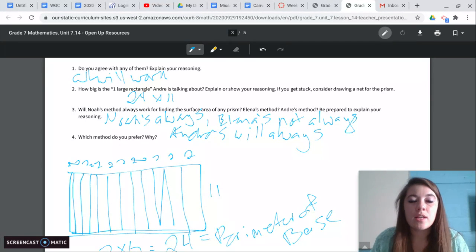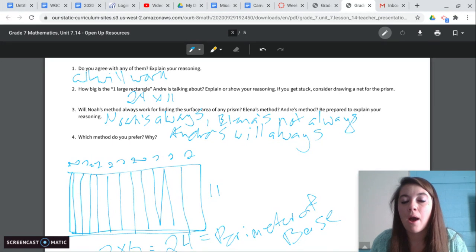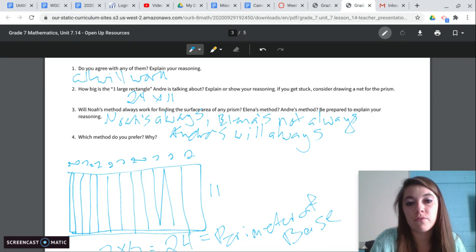So what you guys are working on today is all about surface area. So surface area is about covering the figure up. So cover is your key word for this lesson, cover.